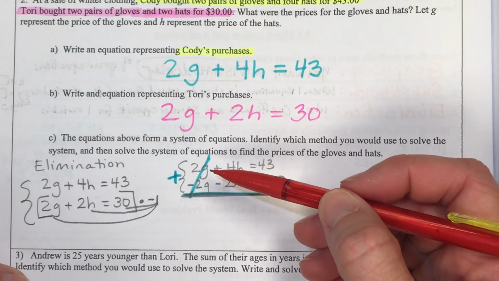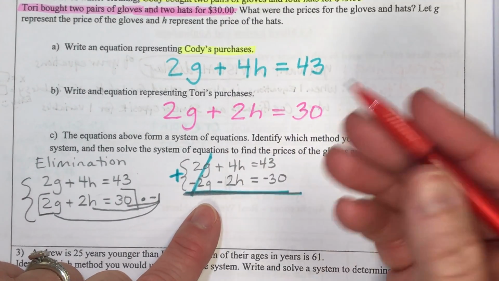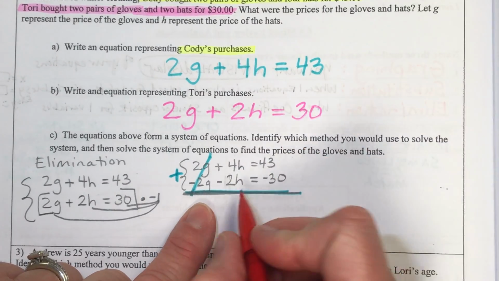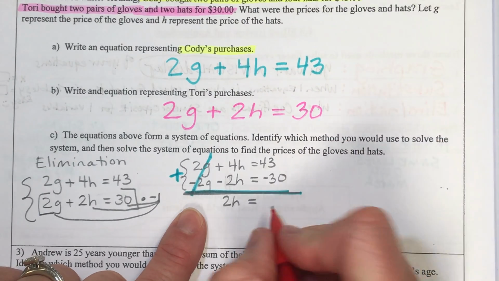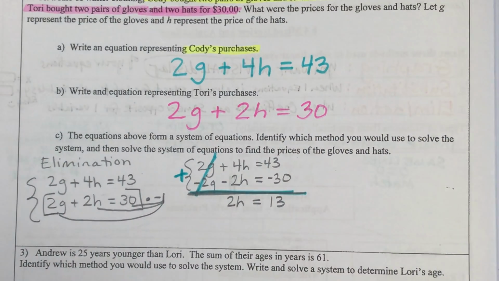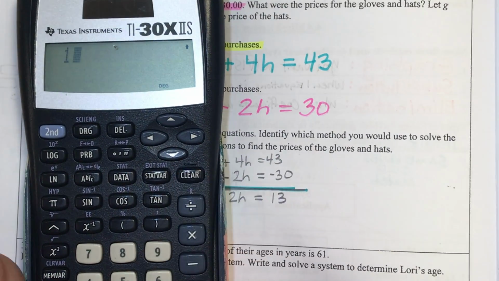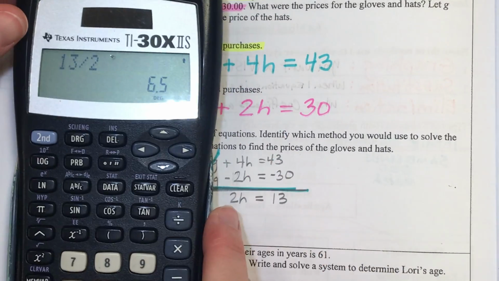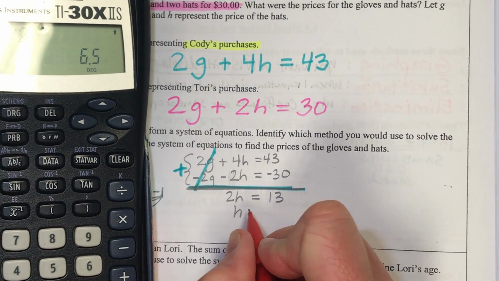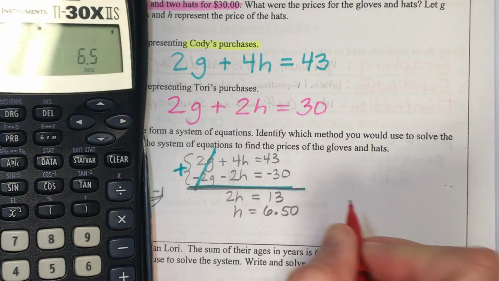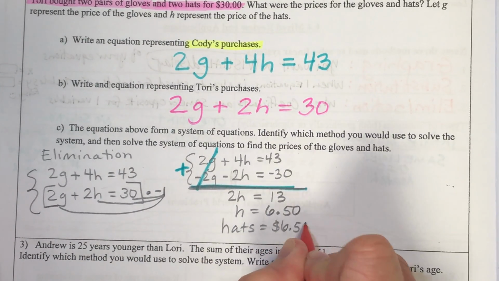We eliminated one of our variables, and now what I'm going to do is combine the rest of the terms that are alike. So 4h minus 2h is 2h. 43 minus 30 is 13. And if I take half of 13, divided by 2, I get 6.5 or $6.50 for the price of the hat. So hats were $6.50 each.